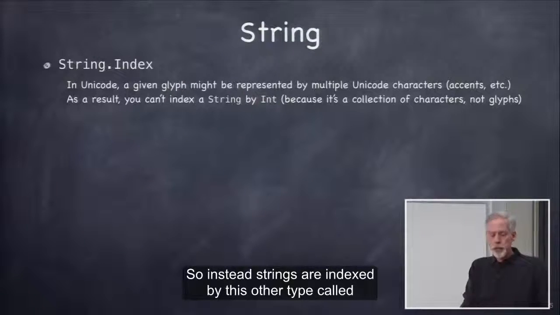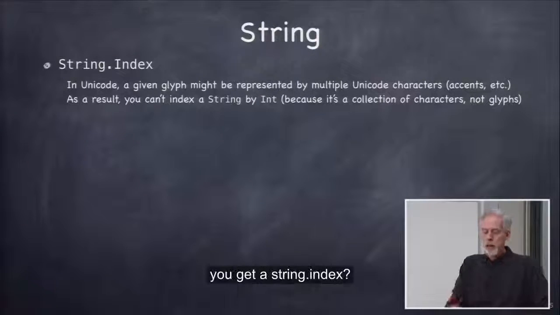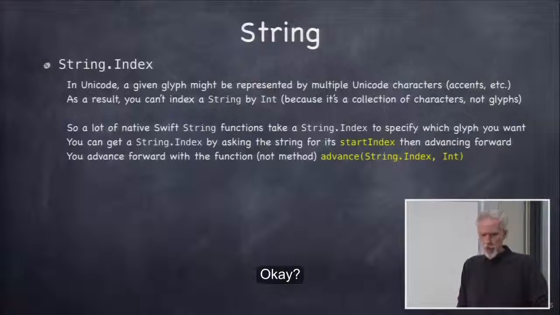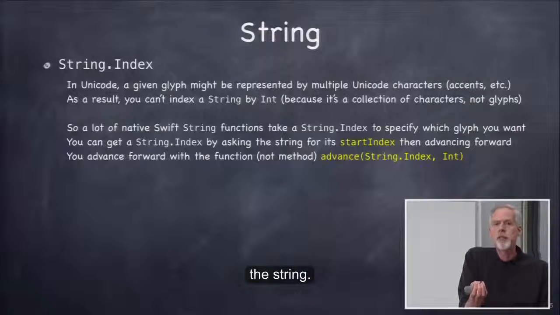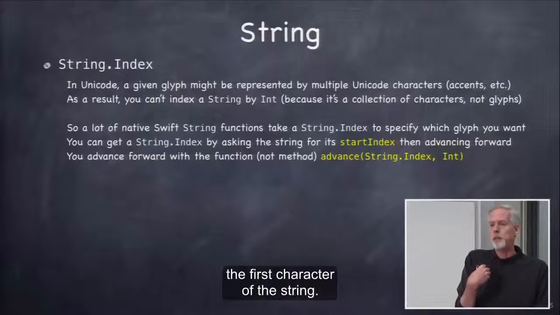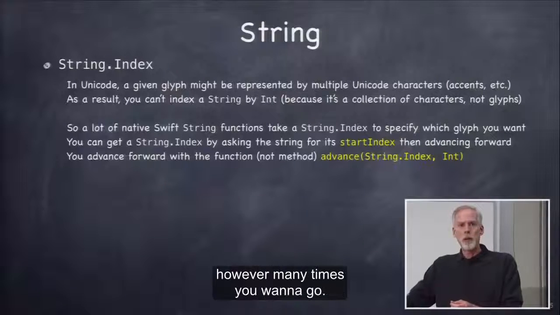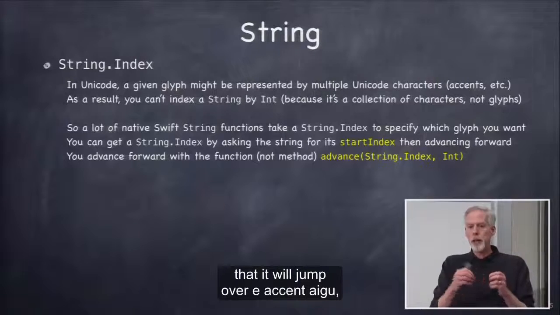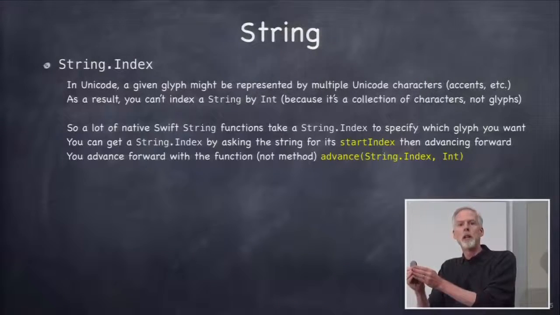So instead, strings are indexed by this other type called string.index. Now how do you get a string.index? You get a string.index by getting the start index of the string. That gives you a string.index that points to the first character of the string. And then you advance it forward however many times you want to go. In other words, you have to look through the characters so that it'll jump over E and the accent onto the next one, both characters, you see?